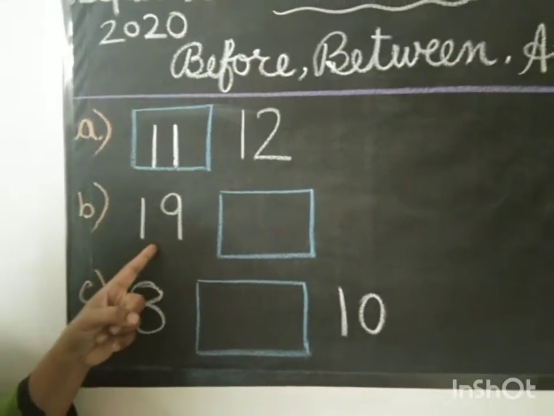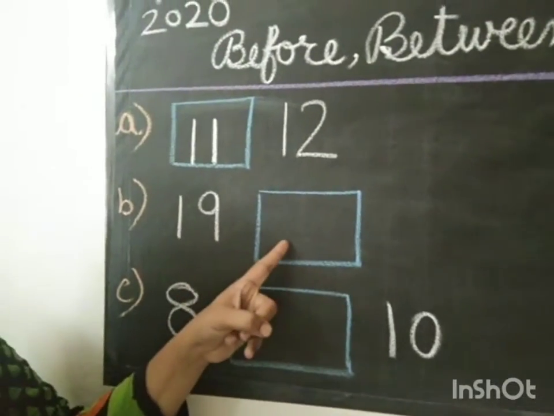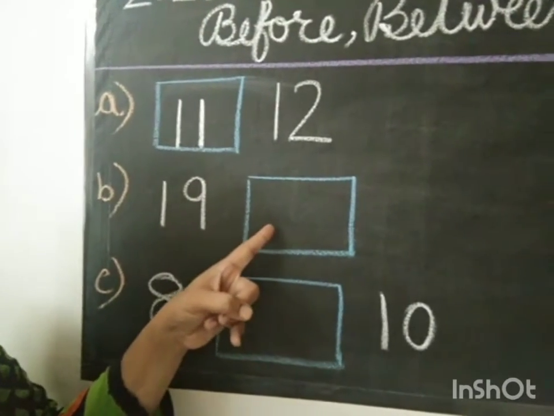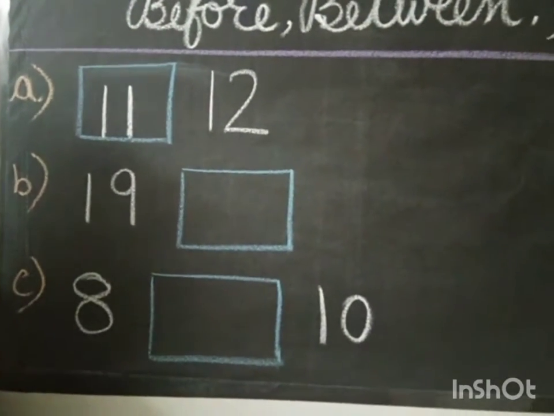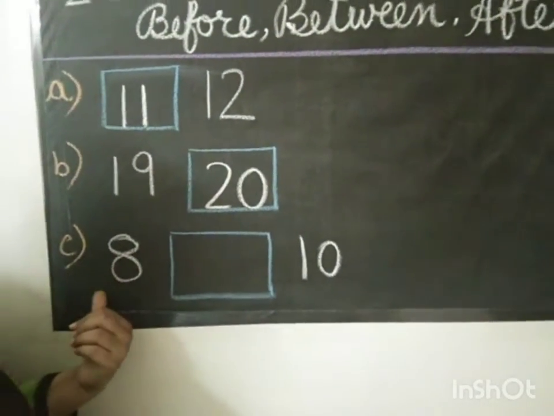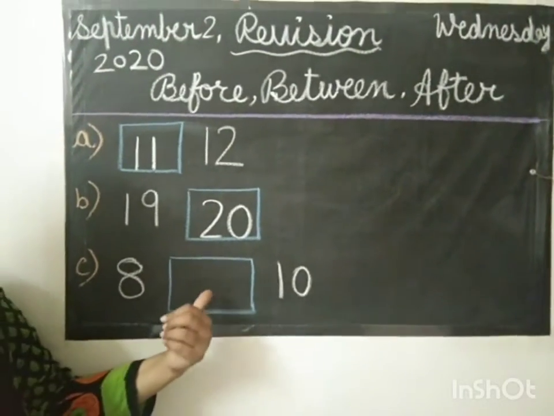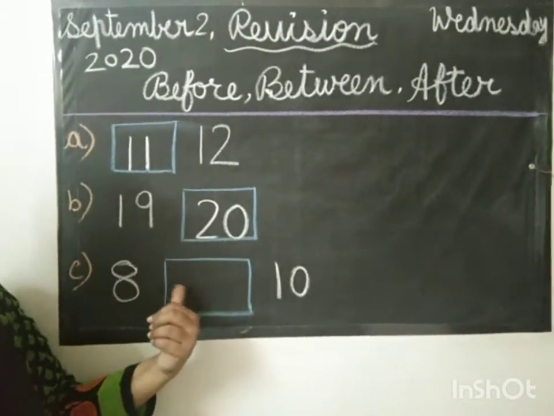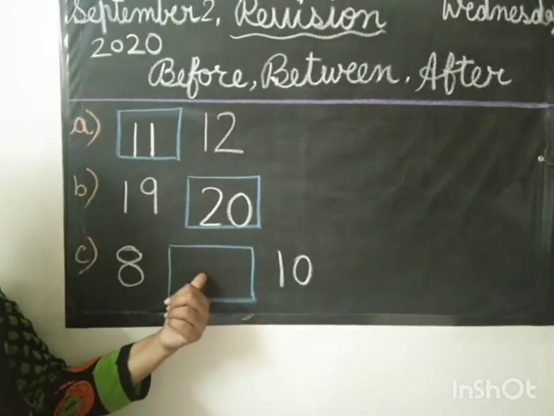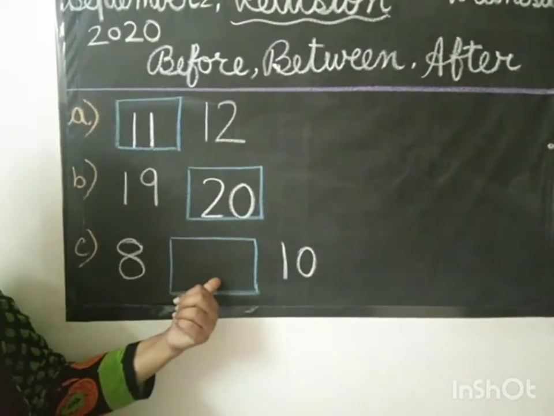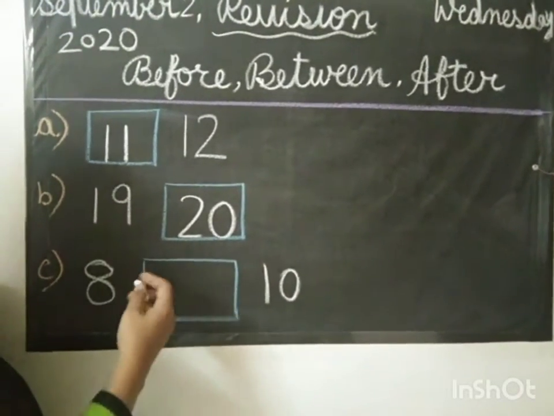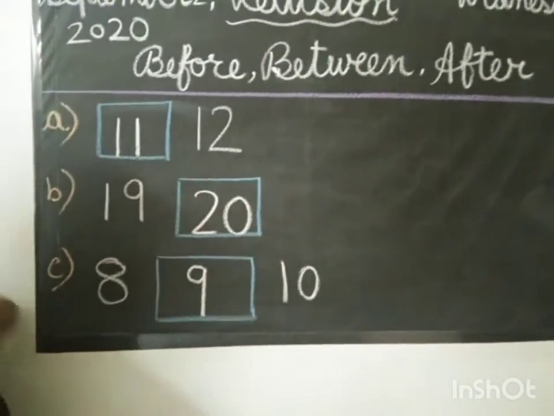Next, 19 is written, and after 19 there is a box, empty box. So what will we write here? After number. What will be the after number of 19? It is 20. Now here I have written 8. Then an empty box is there, and then 10. So we have to write here the between number. Which number will come here? After 8, 9, and before 10, 9. So we will write the number 9.